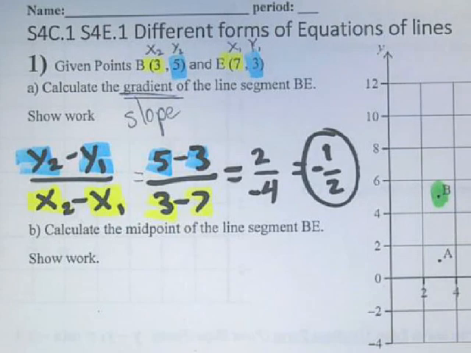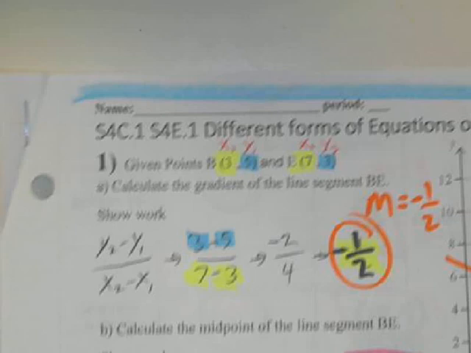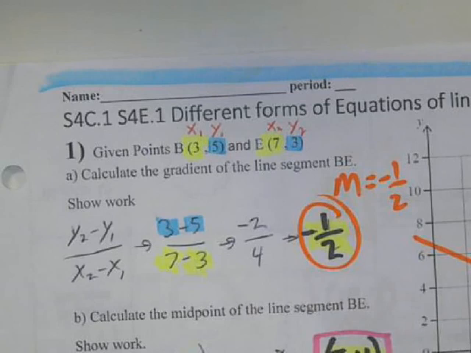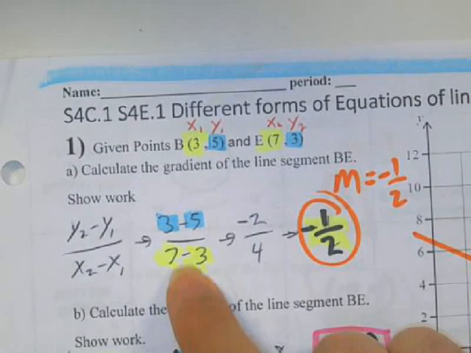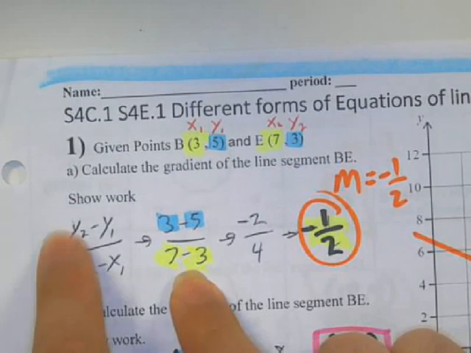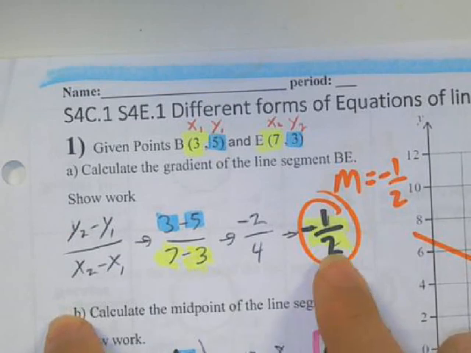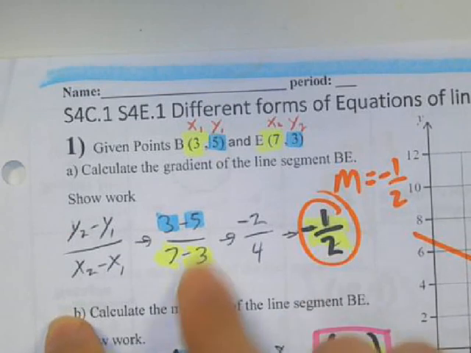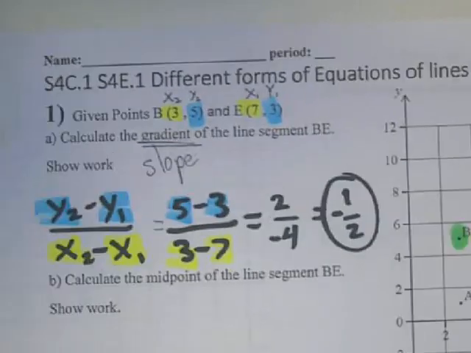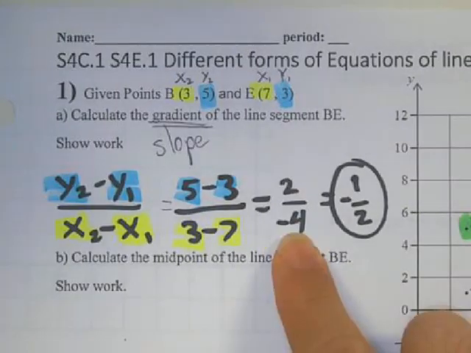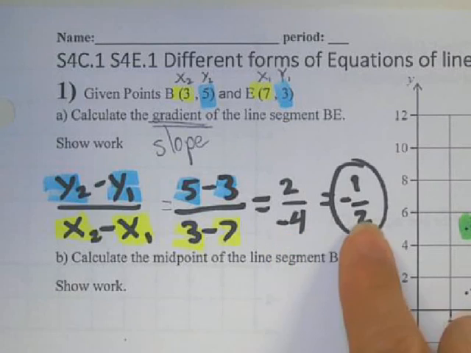Now, on my original answer key, I set this one for x1 and y1 and this one for x2, y2. And it doesn't matter which one, you're still going to get negative 1/2. When I changed the 3 and the 5 and the 7 and the 3, I got negative 2 over 4. And the one I just showed you a second ago, we got 2 over negative 4. Both of those are still negative 1/2.